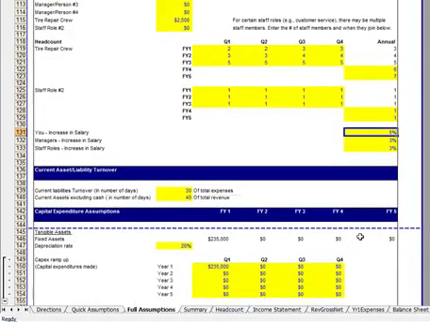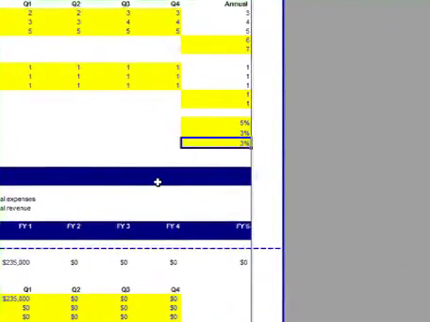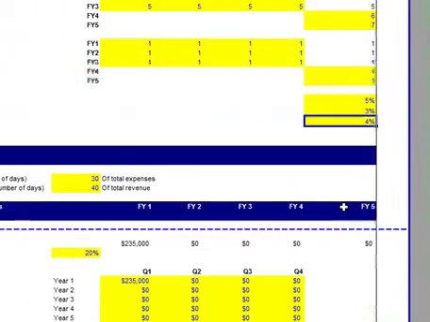Your increased salary at 10% from the quick assumptions, your manager's 3%, your staff 3%. You can change here. Maybe you think your staff's going to grow by 3.5%. Or 4%. You can do that there. Okay, so those are your salaries.